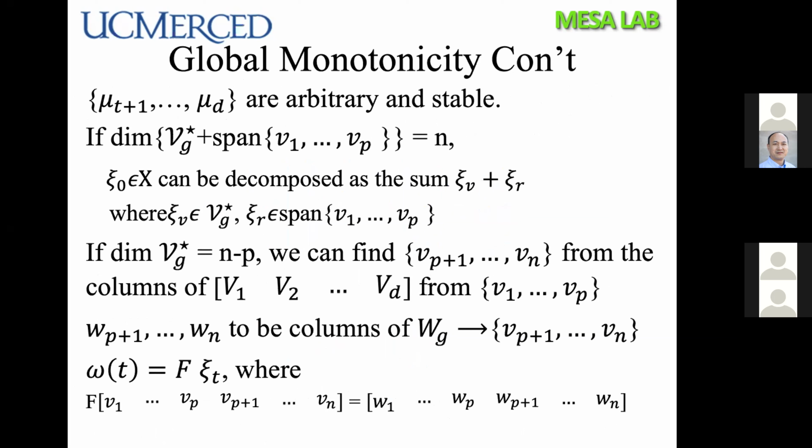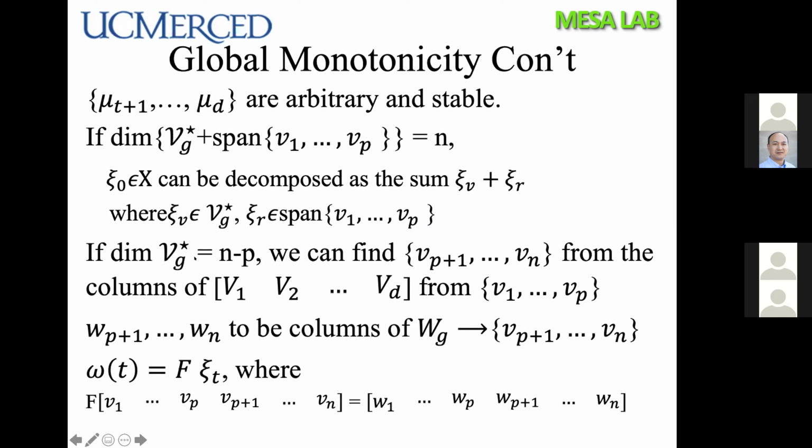So the complex, so the mu-t1 is arbitrarily stable, and we have the dimensional Vg plus a span V plus until V plus or equals to 1. And then when we get to some small x0, it can be decomposed as some small xv and small xr, which is xv belongs to Vg and xr belongs to this one.